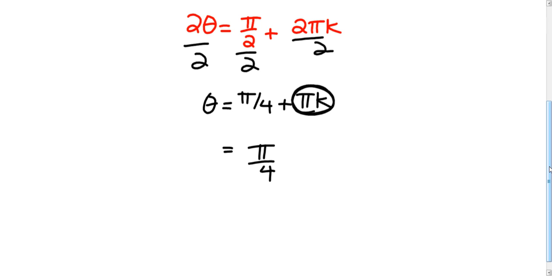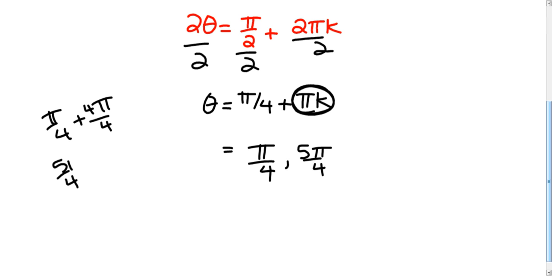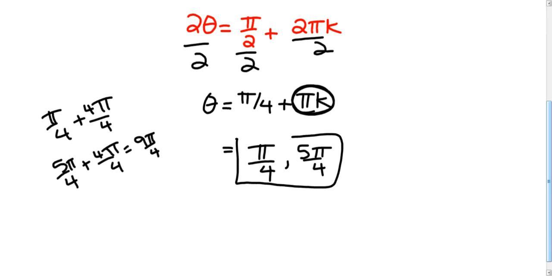So if I take pi over 4 and I add pi to it, I'll do this off to the side. Pi over 4 plus pi, you can get common denominators and make that 4 pi over 4. So pi over 4 plus 4 pi over 4 would be 5 pi over 4, the next answer. If I take 5 pi over 4 and add pi to it, and again get common denominators, the next answer would be 9 pi over 4. 9 pi over 4 is bigger than 2 pi because 8 pi over 4 is 2 pi. I don't need that answer, and I can stop. Okay, I've hit every spot that that happens for.